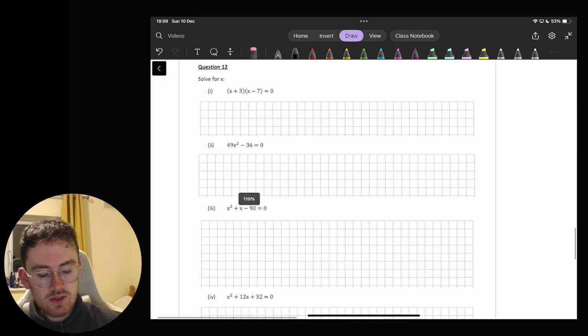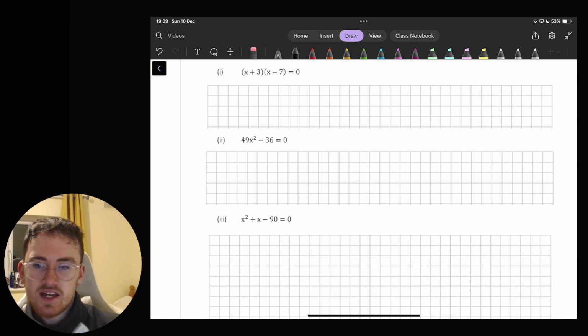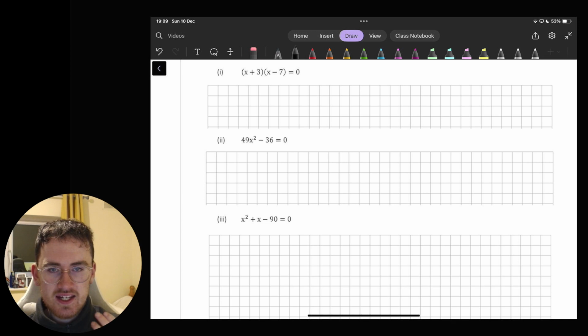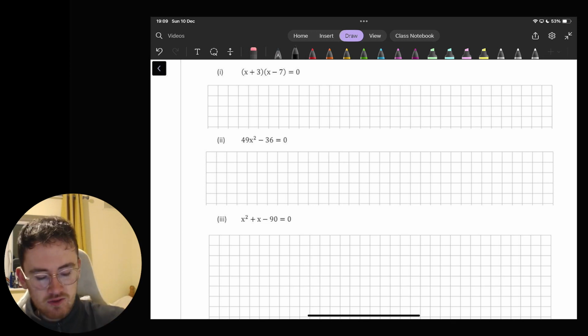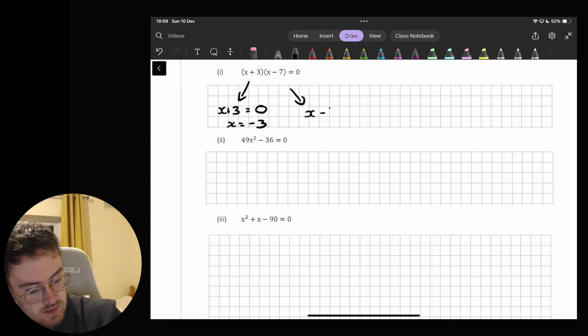Okay, so let's jump into a few of these questions here. We won't do all of them, just one or two to get that general idea down. Looking at the first one, we're making use of that idea of having two brackets that multiply to give 0, meaning I have to take each of them equal to 0, which gives me x equals minus 3. And trying the second, x minus 7 equals 0, gives me that x must be equal to 7.